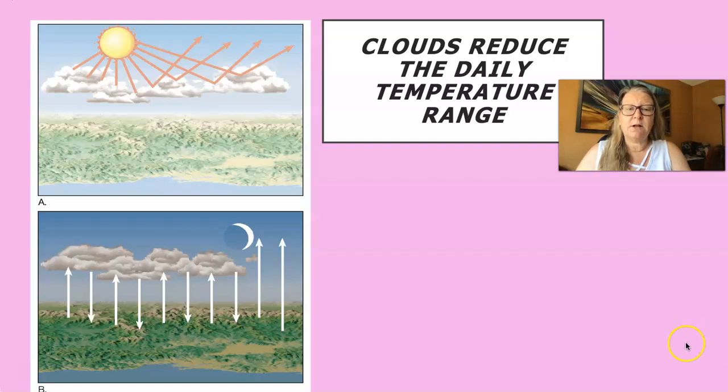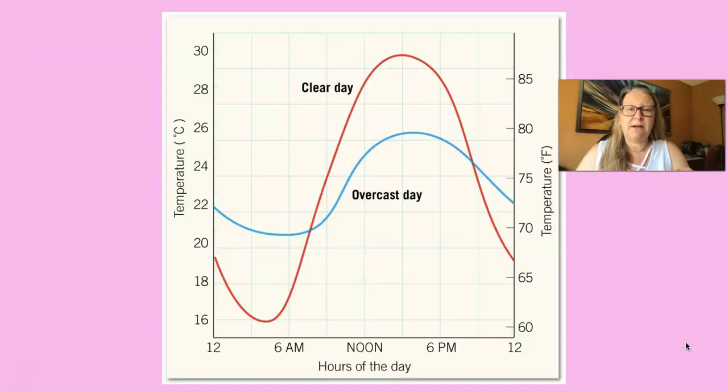So the overall result is that the daily temperature range is lowered when there are clouds. So look at this diagram. This is not showing a year now. This is just showing 24 hours. So we've got midnight, 6 a.m., noon, 6 p.m., midnight.